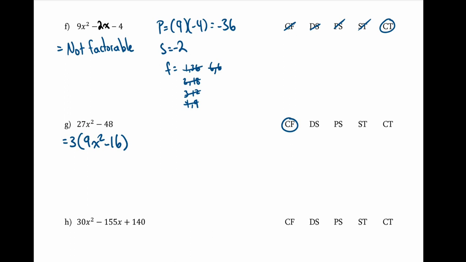Now right off the bat, because in our brackets we only have 2 terms, we can cross off our last 3 options. And now we have to check, is it a difference of squares? Can I take the square root of the first term? I can. Can I take the square root of the second term? I can. Is the sign between them minus? It is. So it is a difference of squares. That means it'll be 3, and then we have 3x minus 4, 3x plus 4, just taking those 2 square roots and plugging them into our pattern for a difference of squares.